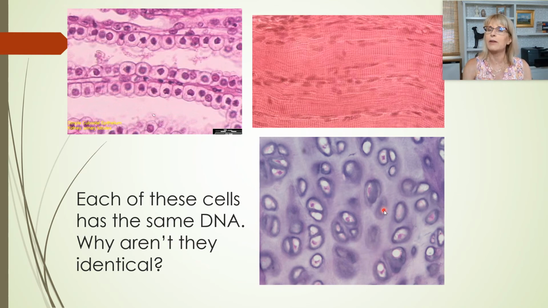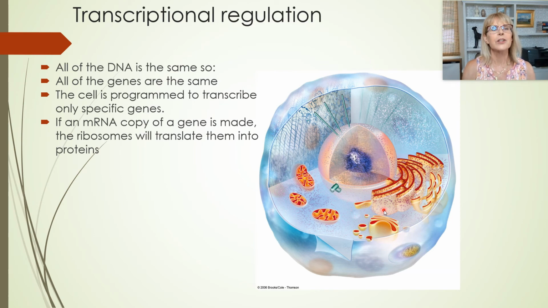These different cells have different majors. They will transcribe different genes, okay? So that is called transcriptional regulation. All the DNA is the same, so all the genes are the same, but the nucleus of a muscle cell will send out different messenger RNA than the nucleus of an eyeball cell.